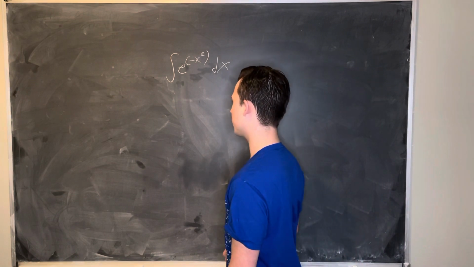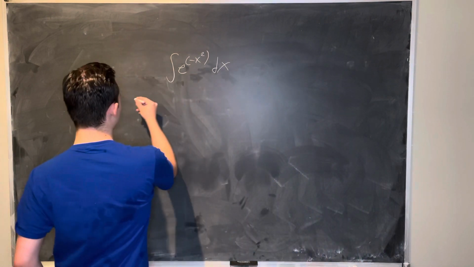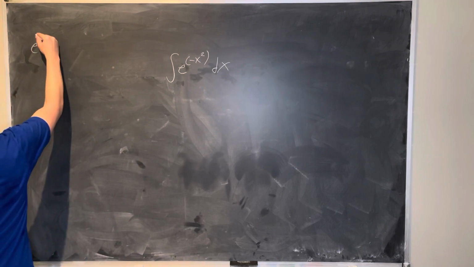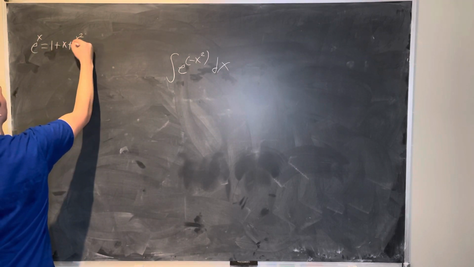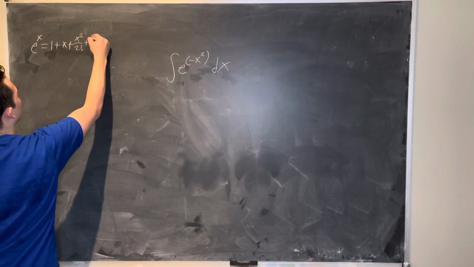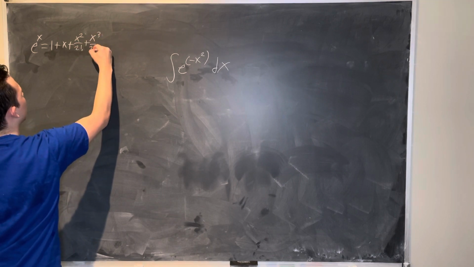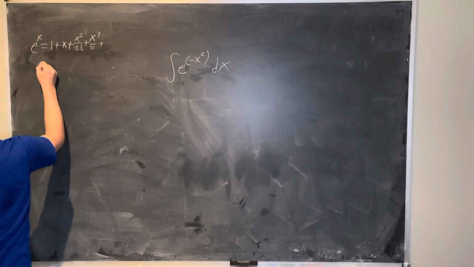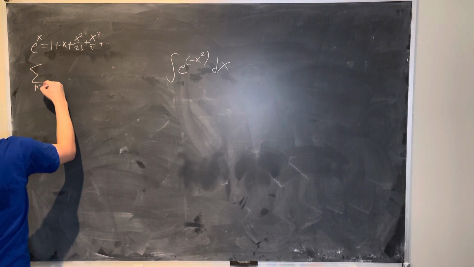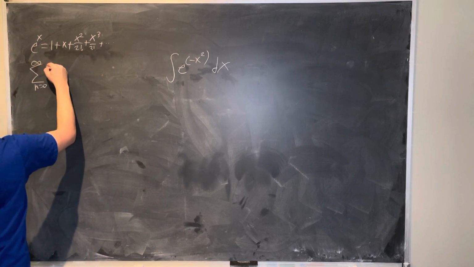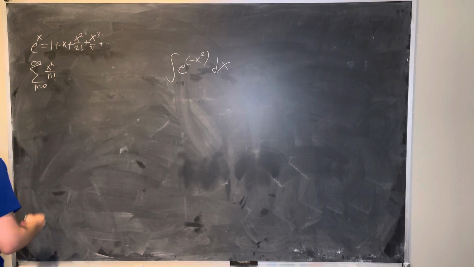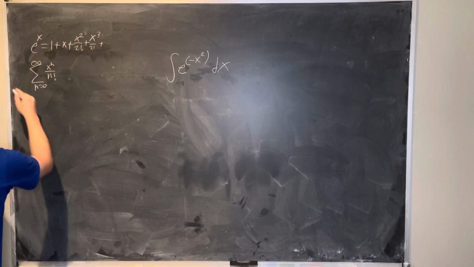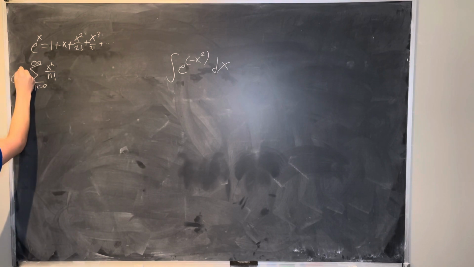So let's go ahead and do this. So we know that the Taylor series for e to the x is equal to 1 plus x plus x squared over 2 factorial plus x to the third over 3 factorial, and so on, giving us the sum from n equals 0 to infinity of x to the n over n factorial. Right, so these are equal.